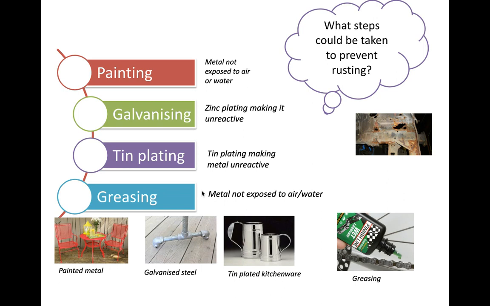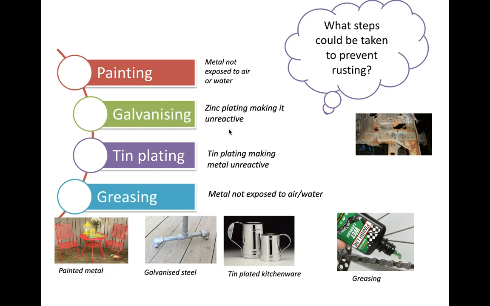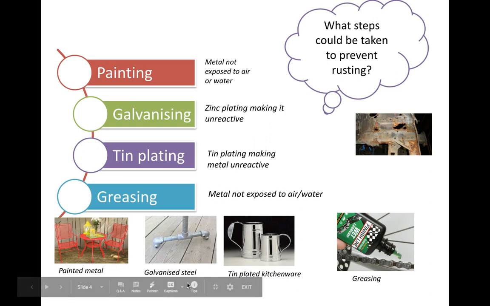Okay, so you do this all the time yourselves. If you're putting oil on your bike chain at home, then you are preventing rusting. If you have kitchenware which has a particular metal coating on it to prevent it from rusting, that would be an example as well. Galvanized iron, so galvanizing, is again a type of plating that you put on the outside. And just painting the metal. So if you have metal furniture, again, you can paint it.